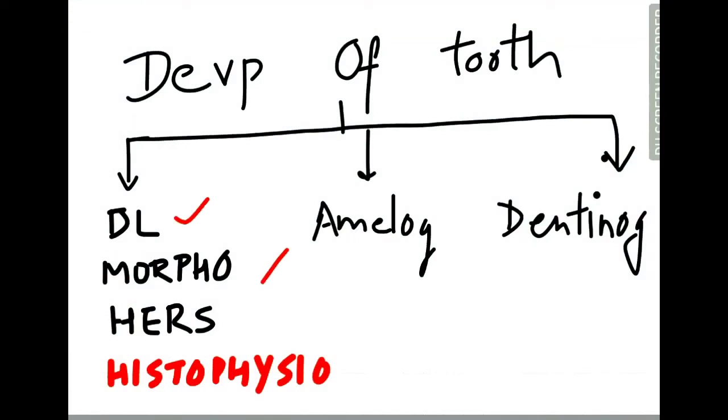So after studying about dental lamina, morphological stages of tooth development and the Hertwig's epithelial root sheath, let's now study about the histophysiology of the development of tooth.